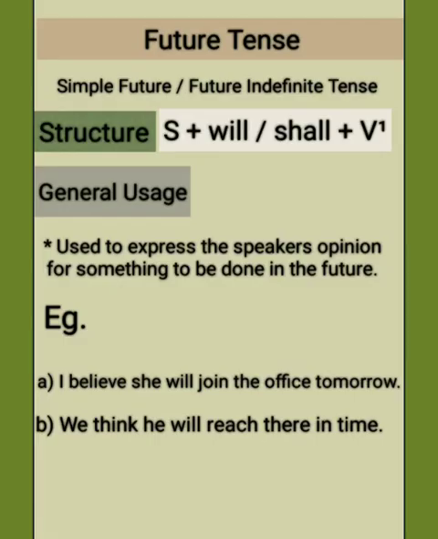So, in that, the first form is simple future or future indefinite tense, and the structure is subject plus will or shall plus verb, first form. So, simple future tense is used to express the speaker's opinion for something to be done in future. For example, I believe she will join the office tomorrow. Example number 2, we think he will reach there in time.